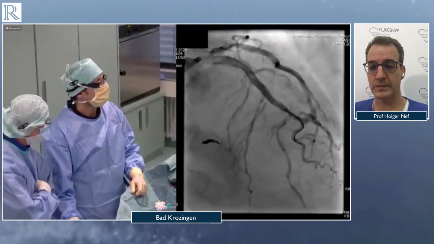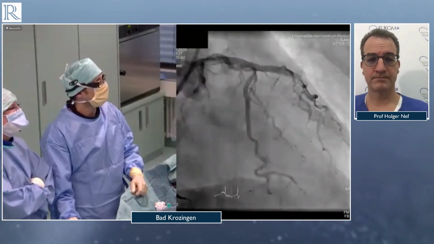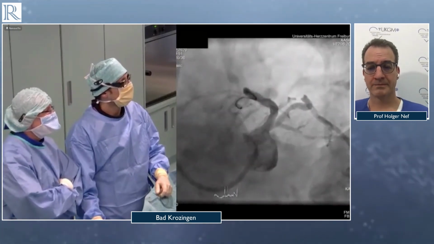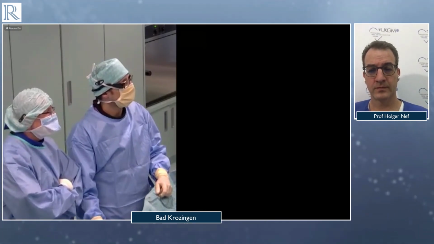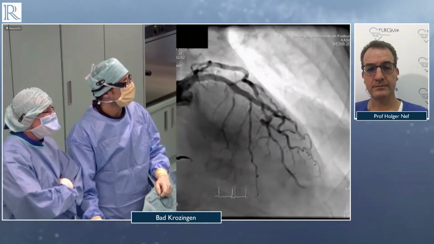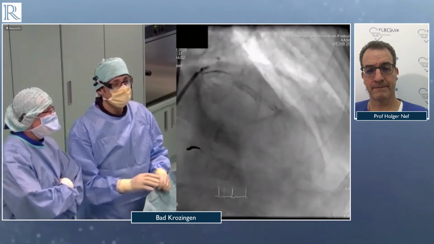So you can already see the final result, the final stent result actually. And I will go one forward also in the other views. Here, very nice result. So we placed one stent proximal to the stent where we found some haziness, and we're quite happy with the result.